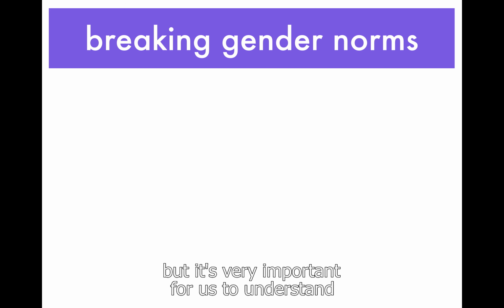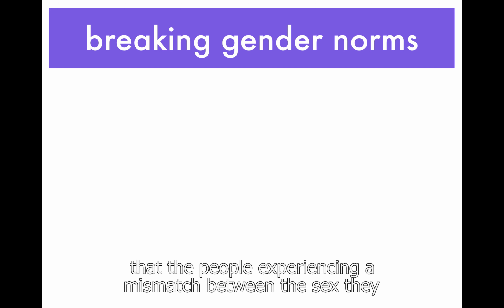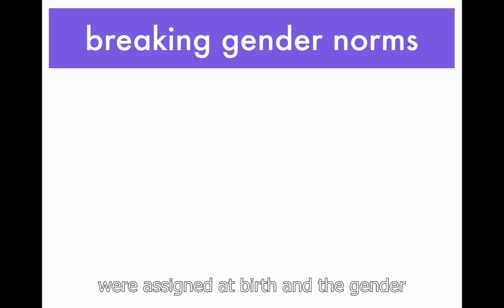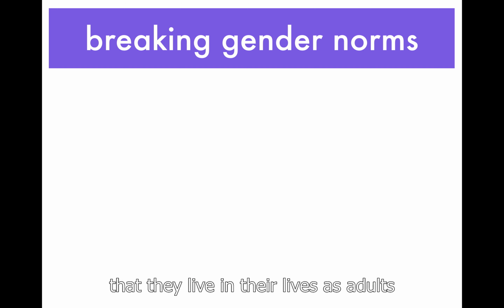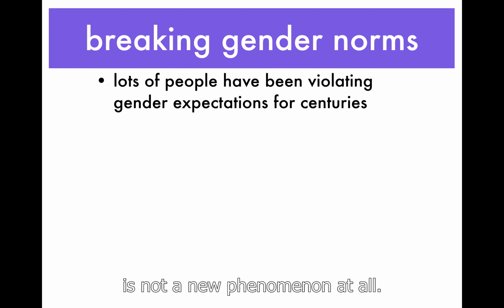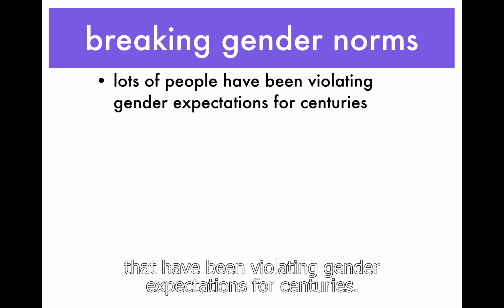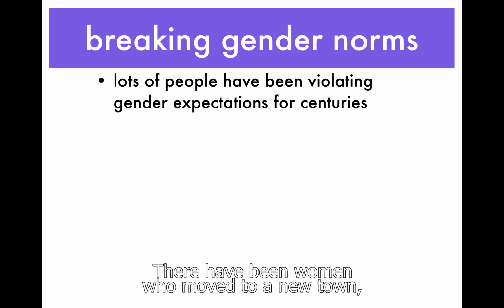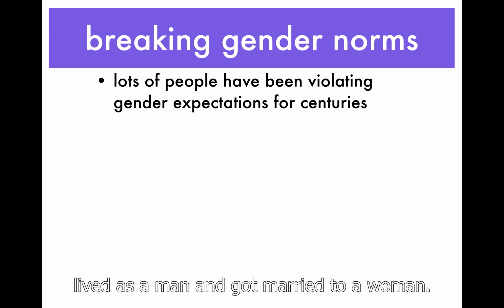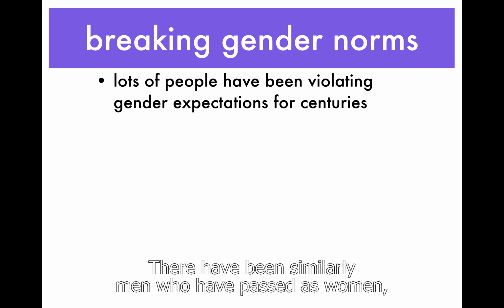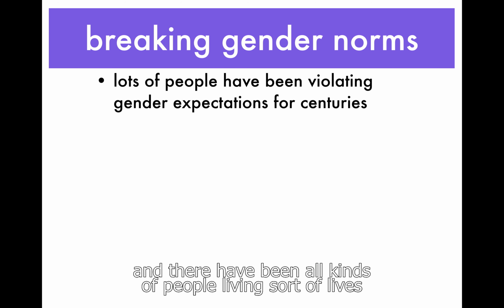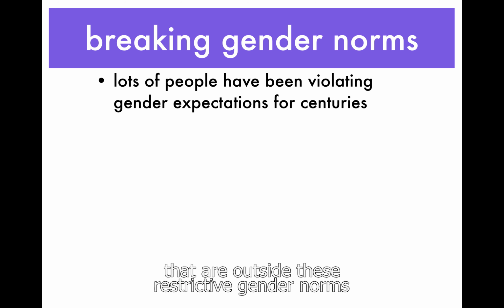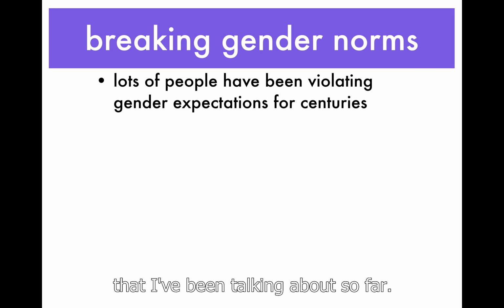But it's very important for us to understand that people experiencing a mismatch between the sex they were assigned at birth and the gender that they live in their lives as adults is not a new phenomenon at all. There have been a lot of people violating gender expectations for centuries. There have been people who've passed as the other sex. There have been women who moved to a new town, lived as a man and got married to a woman. There have been similarly men who have passed as women, and there have been all kinds of people living lives that are outside these restrictive gender norms that I've been talking about so far.